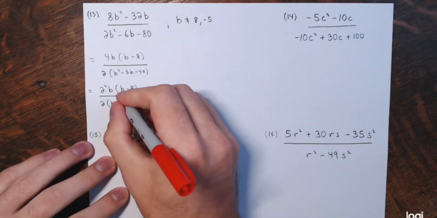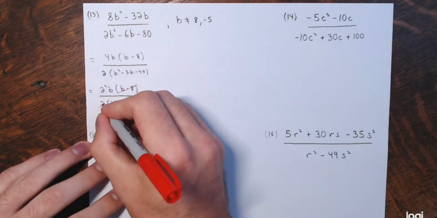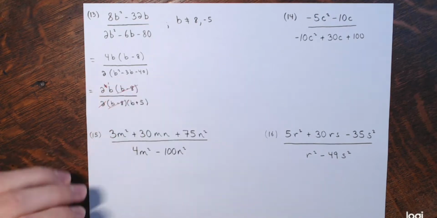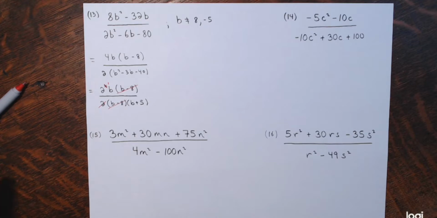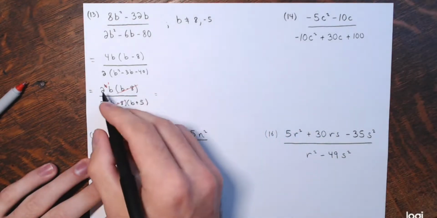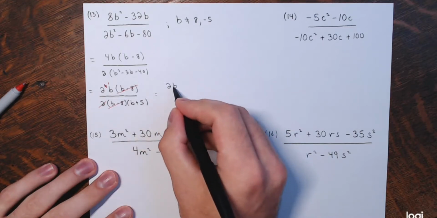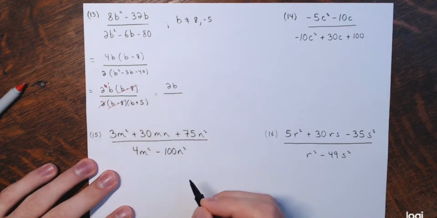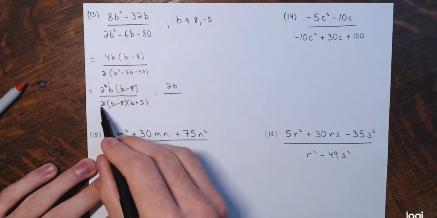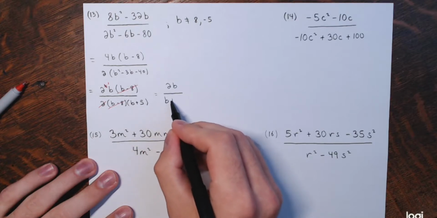And then I cancel common factors. b minus 8, b minus 8. And there's 2 down here, and there are 2 2's up here, so I'm going to decrease the power by 1. I'm canceling one of the 2's, so I have 2 to the first. So I'm left with 2 to the first, times b to the first in the numerator. And that's it. The other factor is 1 canceled. And then all I'm left with in the denominator is this factor of b plus 5.